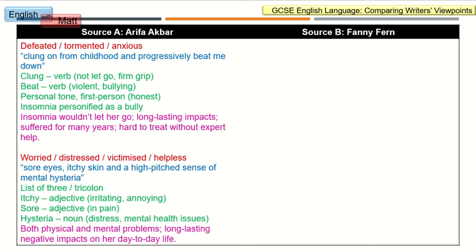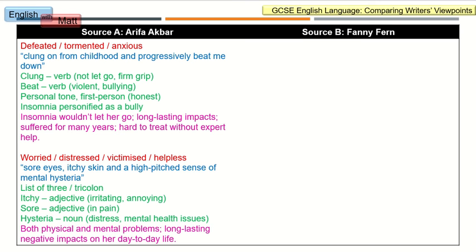Underneath, we've got a lot of methods here. So we've got a list of 3, technically known as a tricolon. And we've got a couple of adjectives and the noun hysteria and what those words mean in brackets. So in terms of connotations or the analysis of these methods, you could tie that in as well to your answer. And then again in pink, how you would expand the fact that she is having both physical and mental health problems because of this lack of sleep.